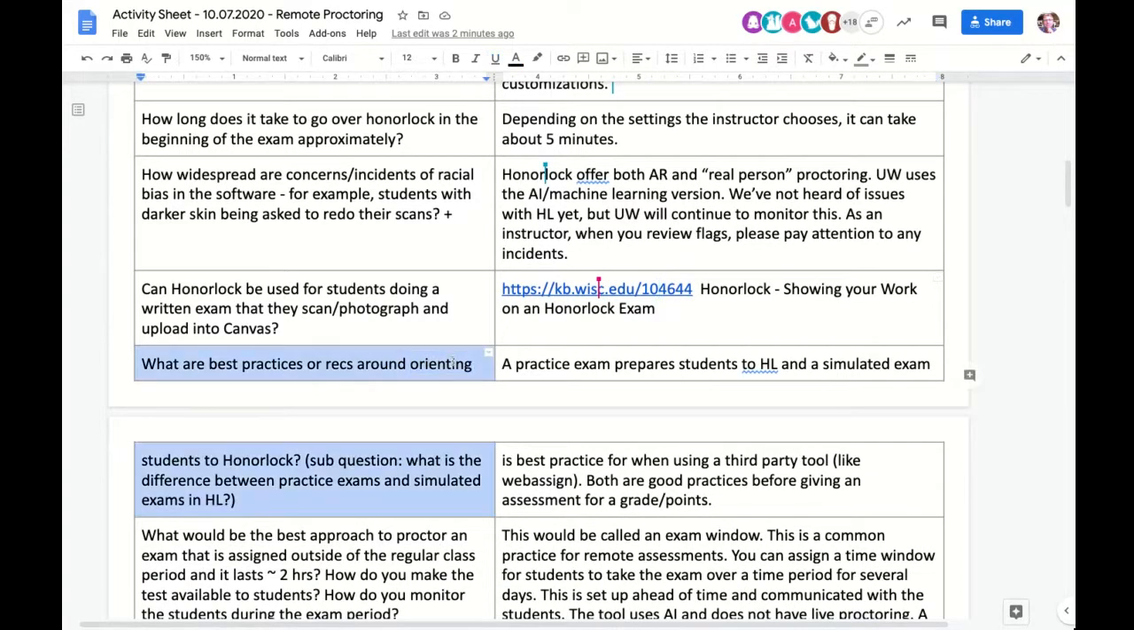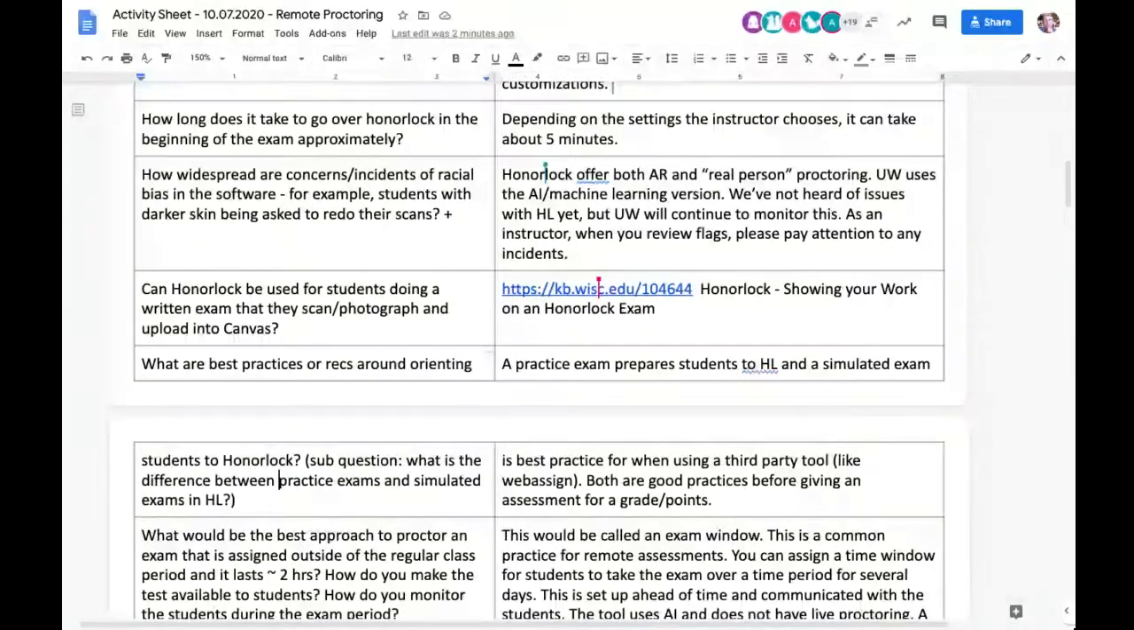What are some best practices or recommendations around orienting students to Honorlock? And what is the difference between practice exams and simulated exams? Ooh, I don't know the difference between practice exams and simulated exams. Hi, Mallory again. I can talk about this.